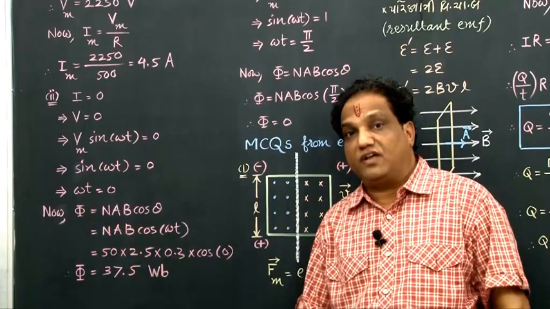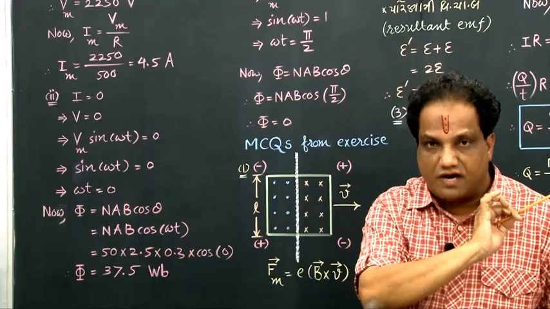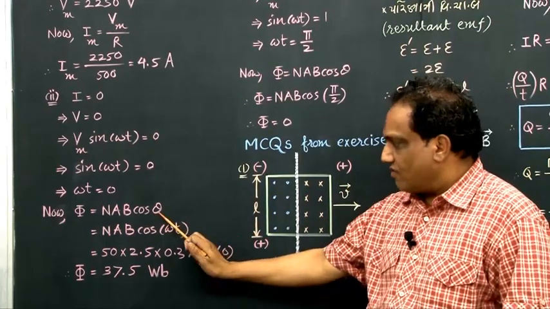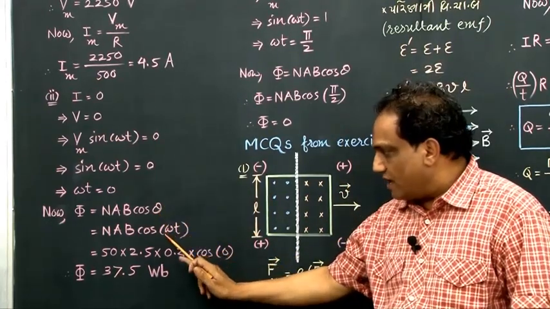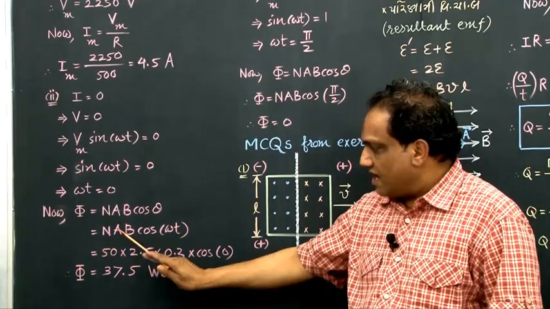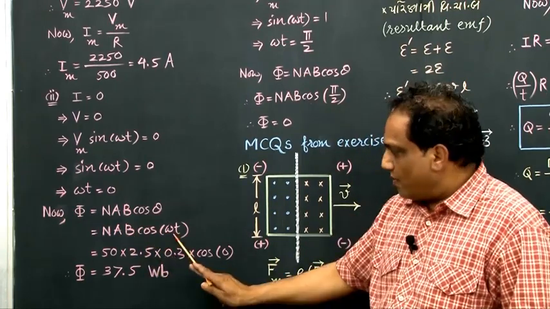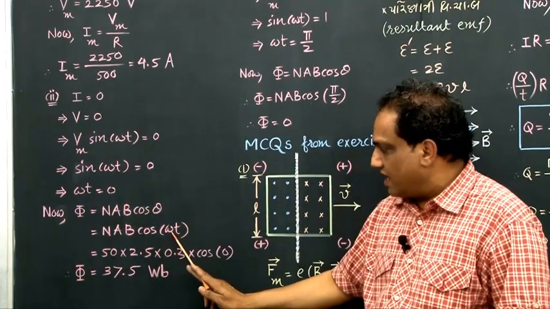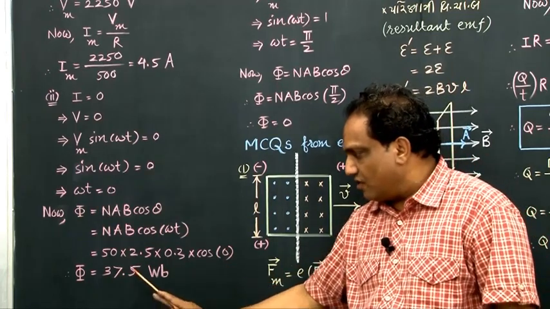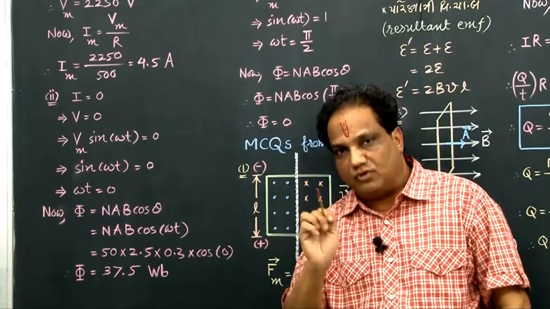Now they have asked the magnetic flux linked with the coil. What is the formula? NAB cos theta. Speak out again. NAB cos theta. Okay. What is the formula for theta? Theta equals omega into t. Correct? Fine. Now tell me, the number of turns is 50, the area of one turn is 2.5 meter square, the magnetic field is 0.3 Tesla, and omega t value is right now 0. Now cos 0 is 1. The remaining answer is 37.5. The unit of magnetic flux is Weber. What is the symbol? Capital W small b.